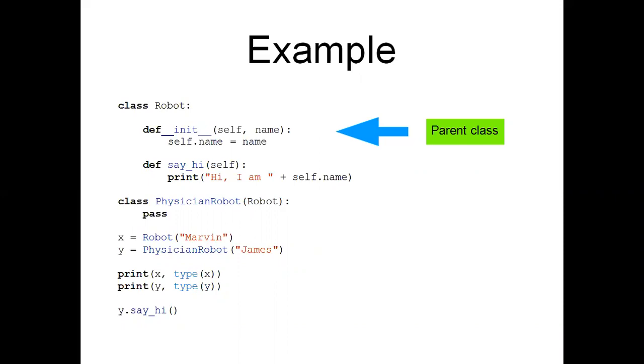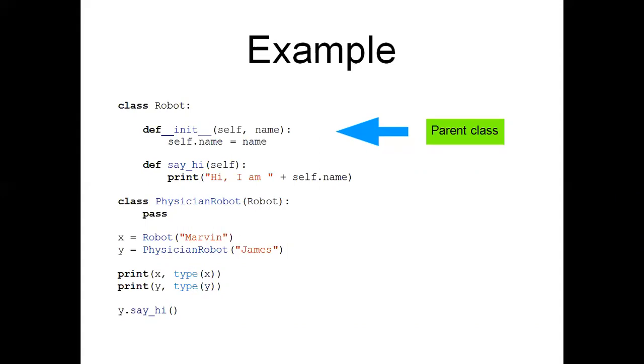Then we are defining a method here that is saying hi to someone. So the robot name, and it is saying, hi, I am this one. So it is basically welcoming and introducing itself to the world, right? That hi, I am the XYZ robot.